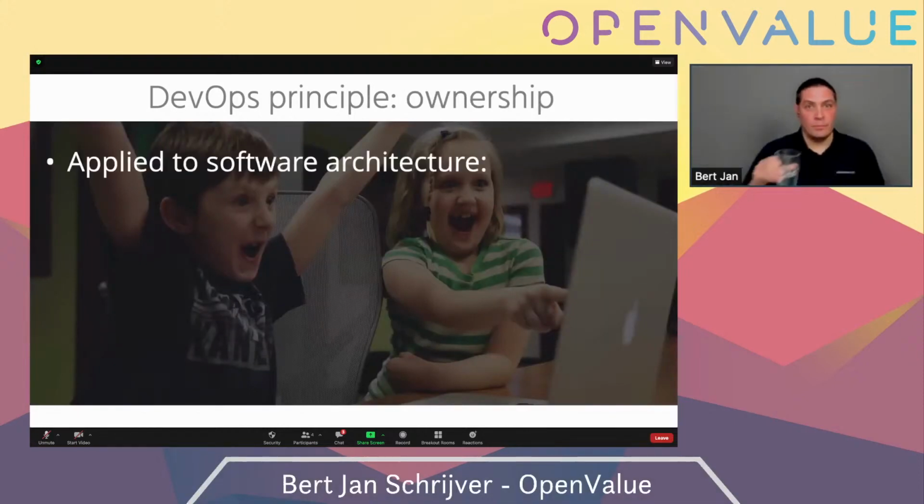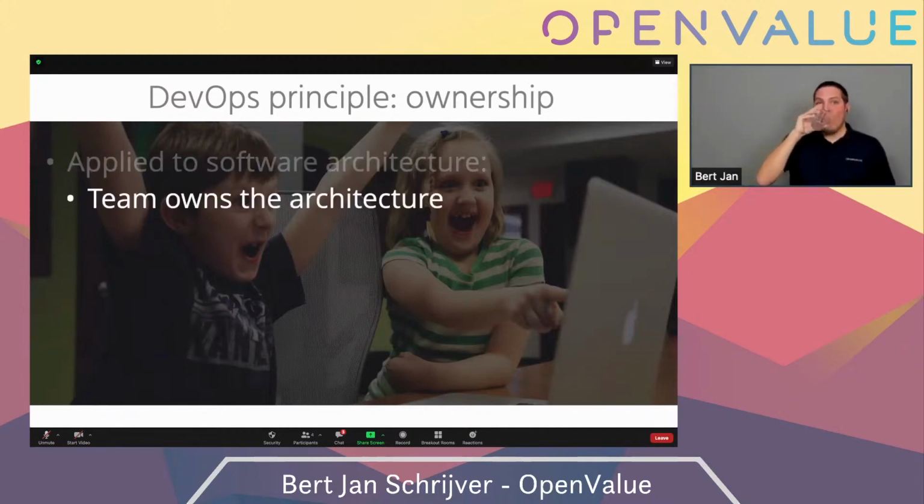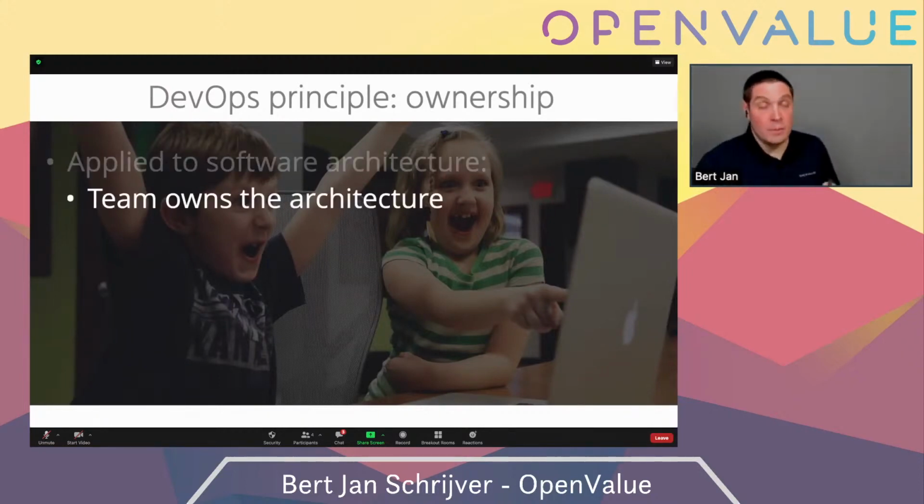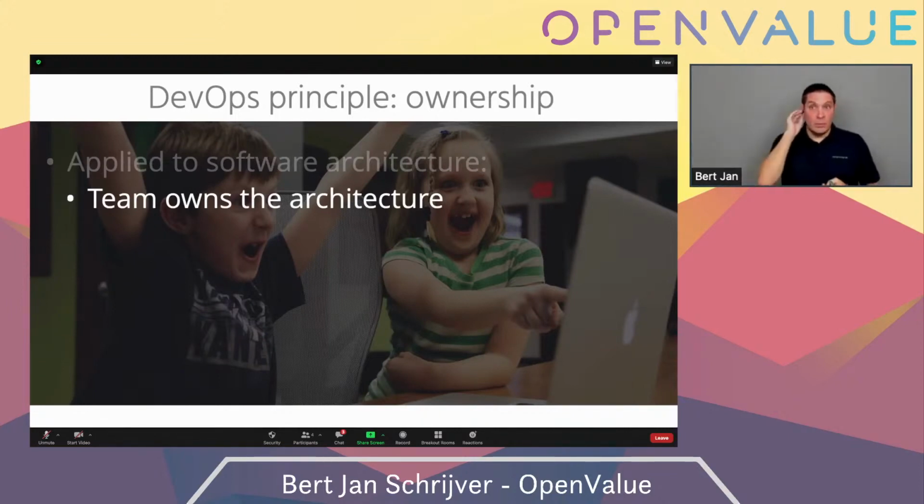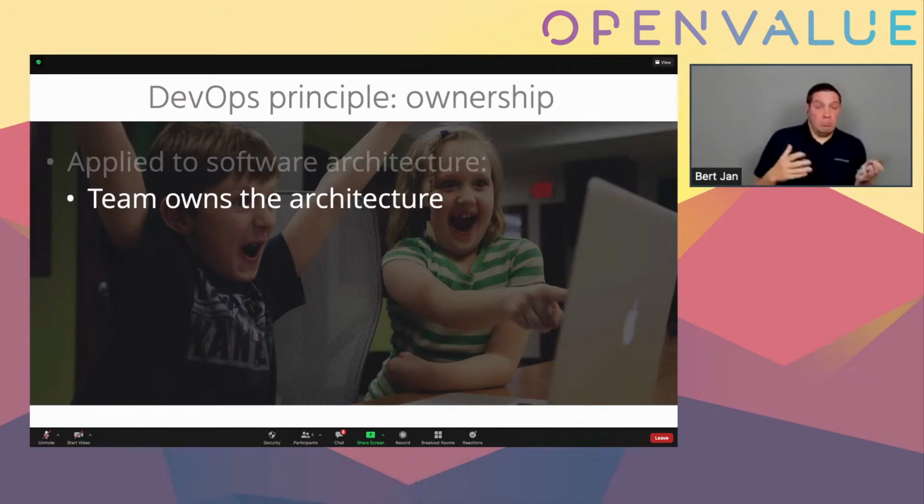Ownership then. If we plot this to the world of software architecture, I'd say that the team that's responsible for the application also owns the architecture. So the team is also responsible for the architecture, and the team should also be able to make changes to this architecture, maybe by consulting with a software architect, but in the end, the team that's responsible for the application should also own the architecture of the application.